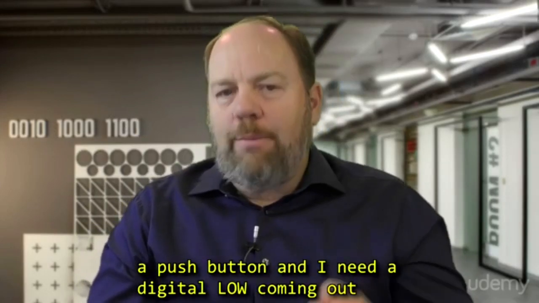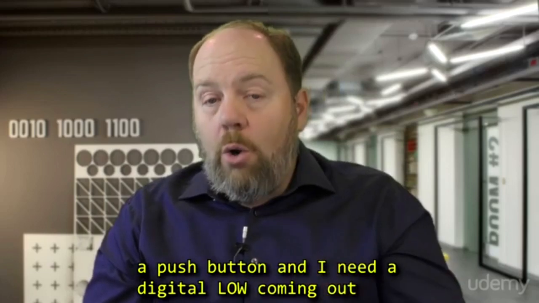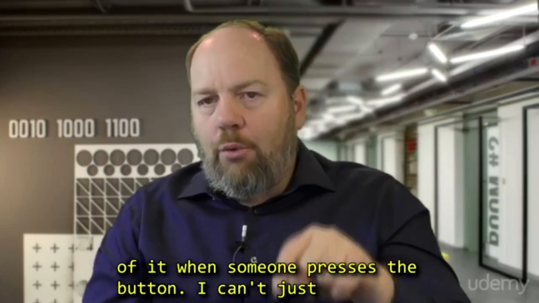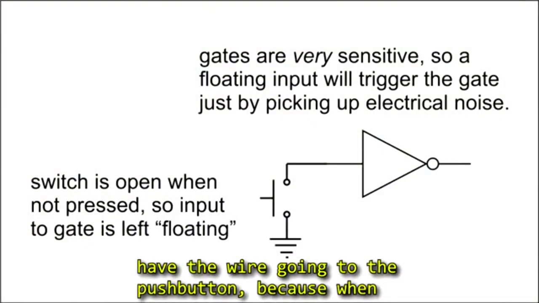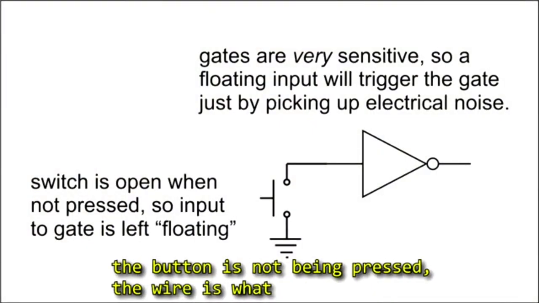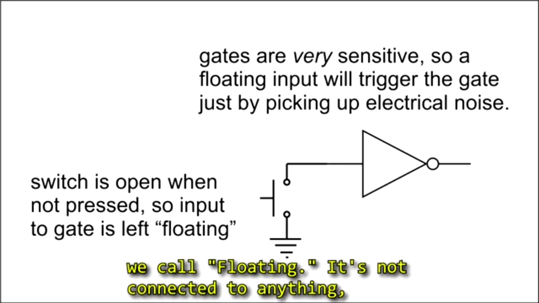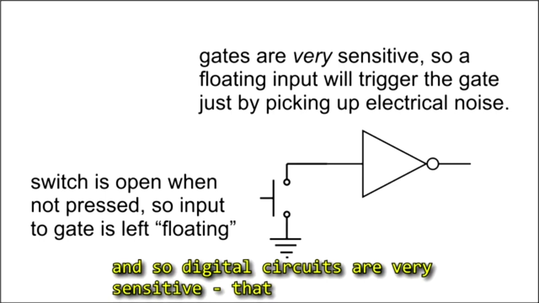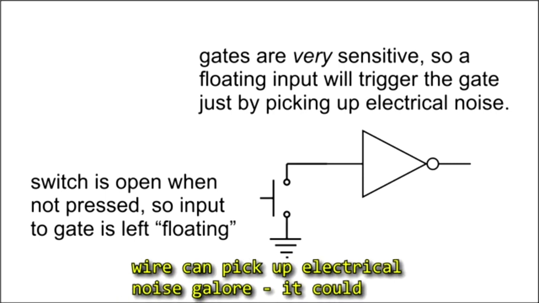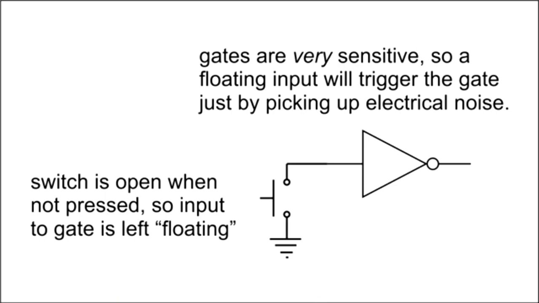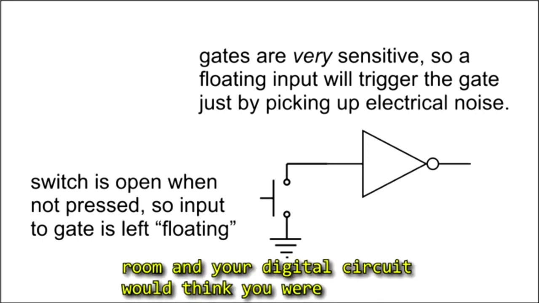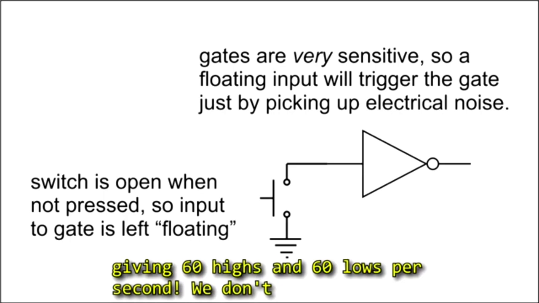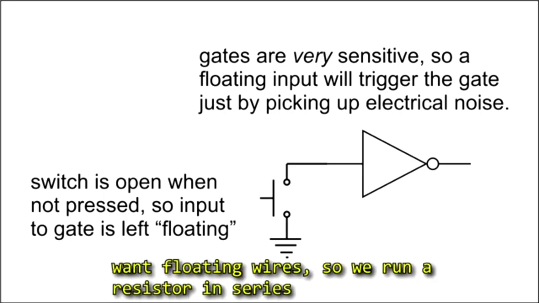Let's say I have a push button, and I need a digital low coming out of it when someone presses the button. Now, I can't just have the wire going to the push button, because when the button is not being pressed, the wire is what we call floating. It's not connected to anything. And so digital circuits are very sensitive. That wire can pick up electrical noise galore. It could pick up electrical noise from the lights in the room, and your digital circuit would think you were giving 60 highs and 60 lows per second. We don't want floating wires.